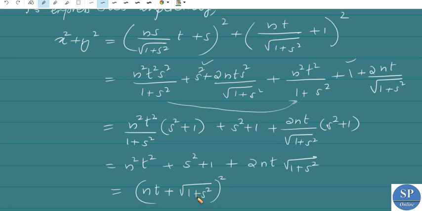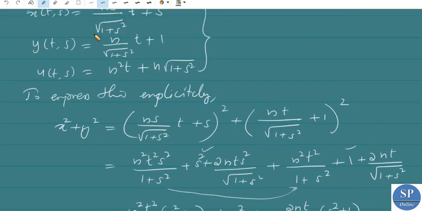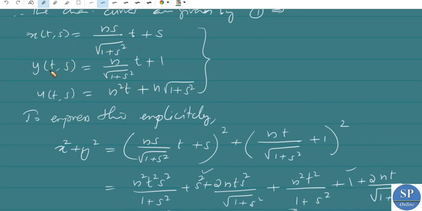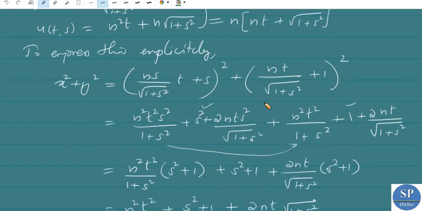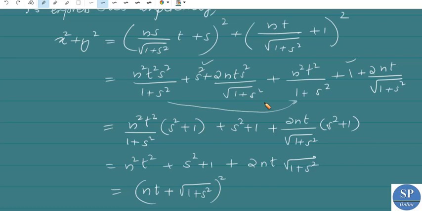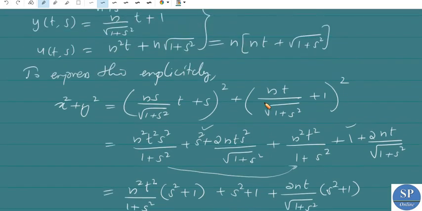So we have this is x square plus y square. To express the solution explicitly, we have to eliminate the variables s and t from these three equations. So here we have u equal to n square t. This can be written as, taking n outside, u equal to n times nt plus square root of 1 plus s square. Okay, so here we got x square plus y square as nt plus square root of 1 plus s square, whole square. And this square is nothing but u square divided by n square.